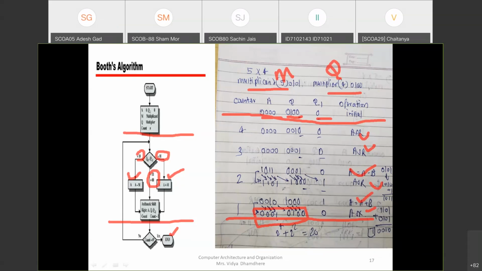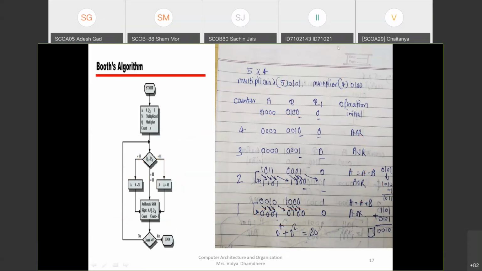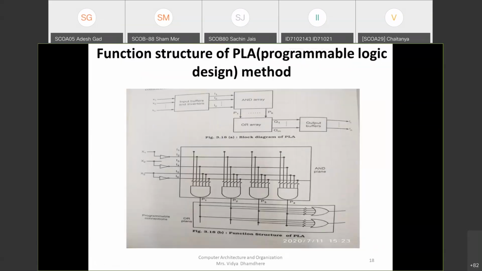Like this, if you map the software with the hardware implementation, we can do it in a sequence counter method, to sequentially implement that particular hardware. Now we move to the last part, that is, with the help of the programmable logic method, we can implement the hardware control unit.